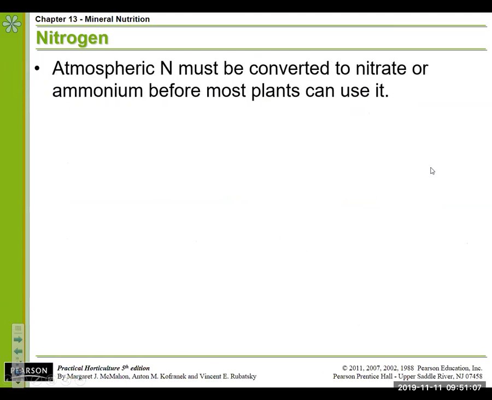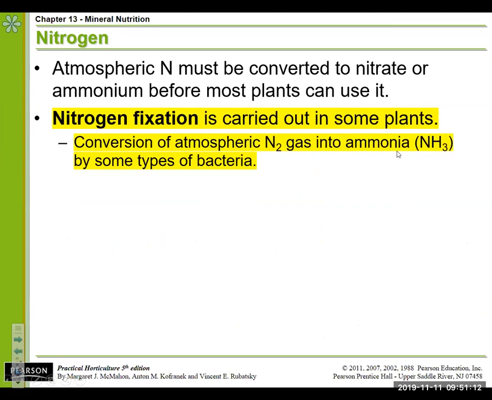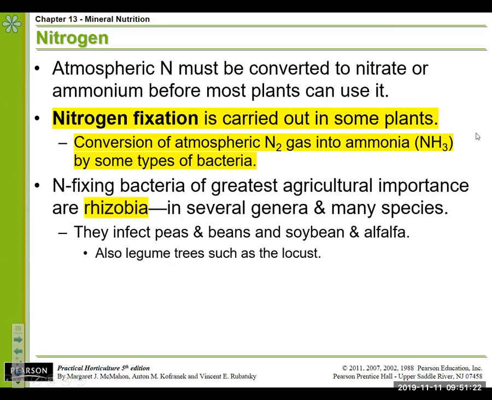Otherwise, we'll have a net loss. So nitrogen fixation, as we just talked about, is carried out in some plants, and that's the conversion of atmospheric nitrogen into ammonia by types of bacteria and fungi in the soil. The one that is most important for agriculture is the rhizobia, which is several different genera and many different species of bacteria that are actually infecting the roots and live in the nodules of the roots, the legumes.